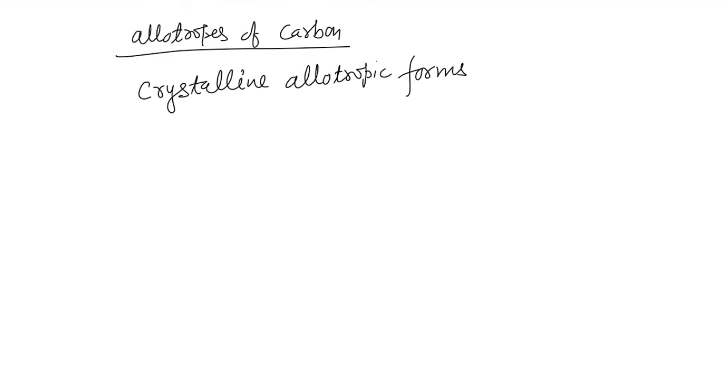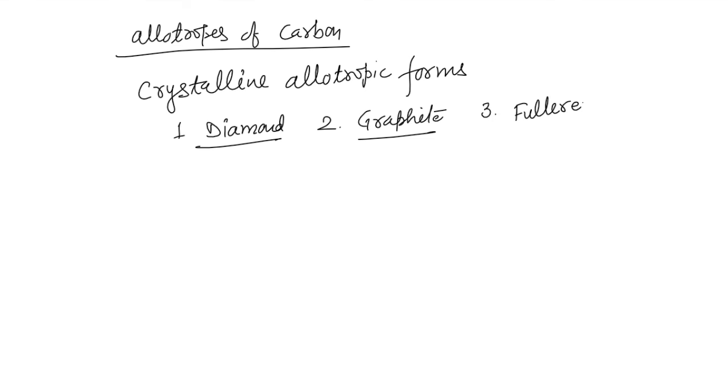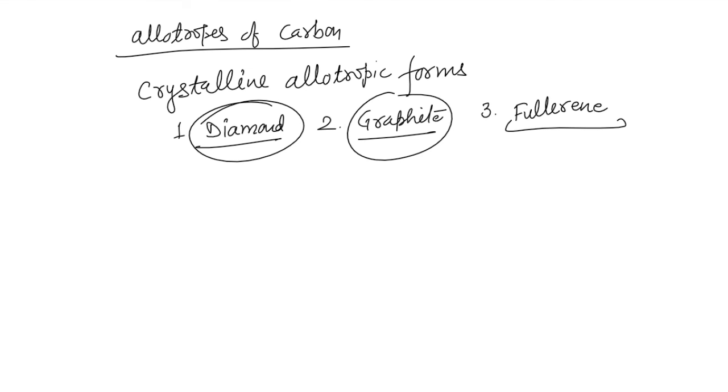Crystalline allotropic forms: it is diamond, graphite, and we have discussed diamond and graphite in previous questions, and it is fullerene. Okay, one is hard, one is soft. Okay, in fullerene there are 5 and 6 membered rings fused together.